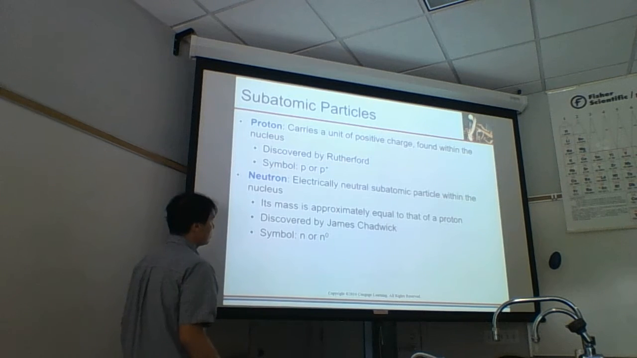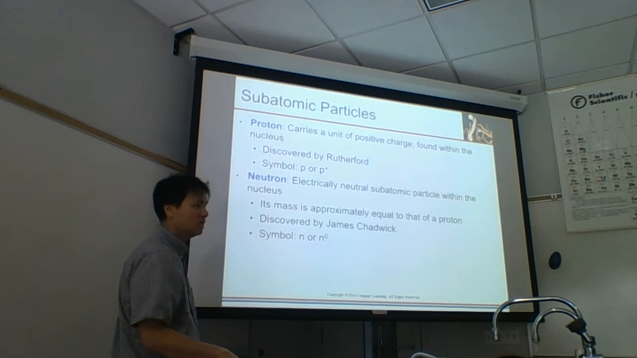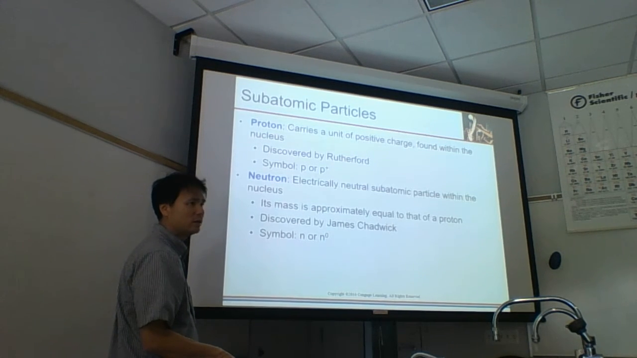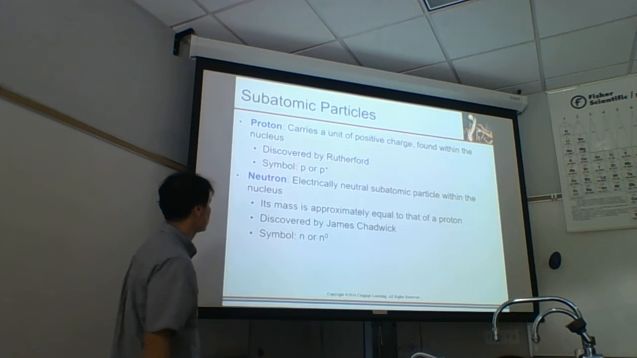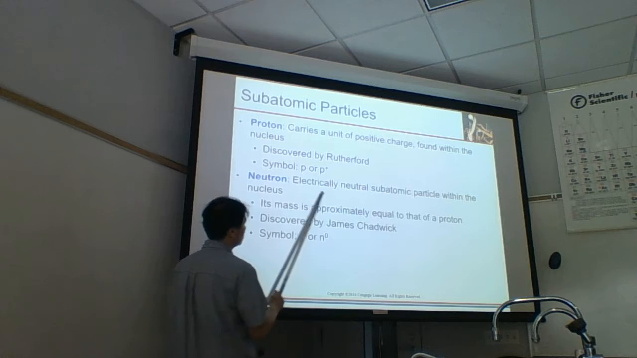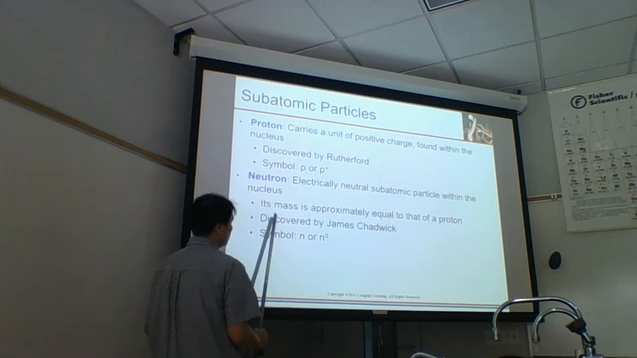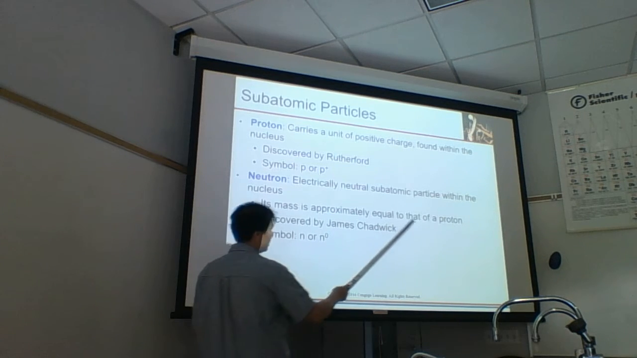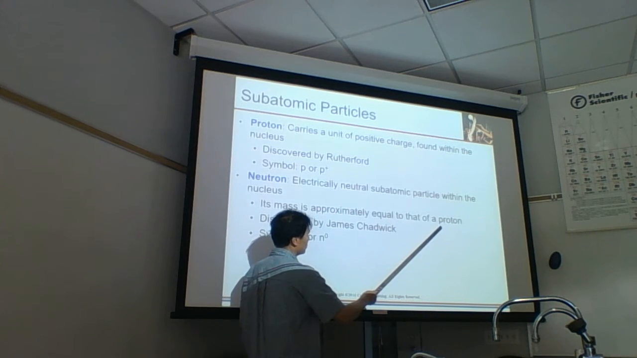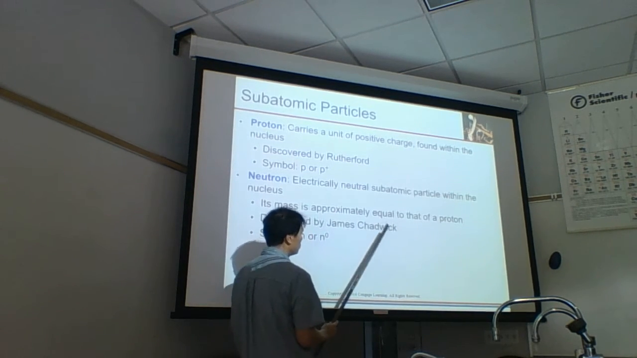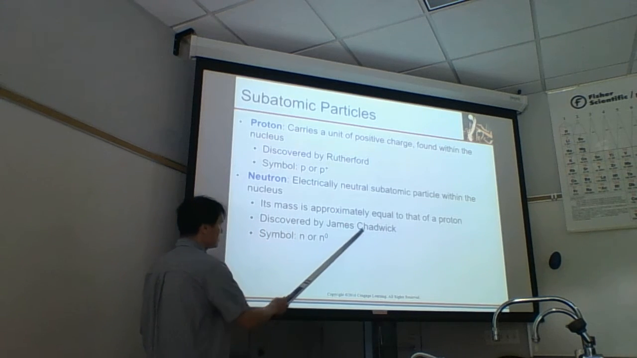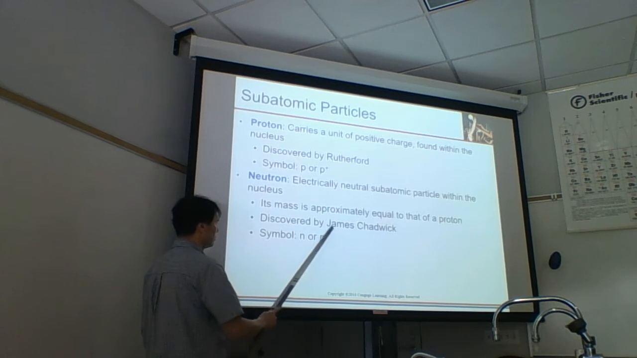Okay, the protons weigh a lot more. The protons weigh about 1 U. Did they weigh those on a balance? No. They got the mass indirectly through physics. The neutrons are electrically neutral. They don't have any charge. And their mass is about the same. Not exactly, but about the same as a proton. So both a proton and a neutron weigh about 1 U. The neutron was discovered by Chadwick. It was given the symbol N or N0.